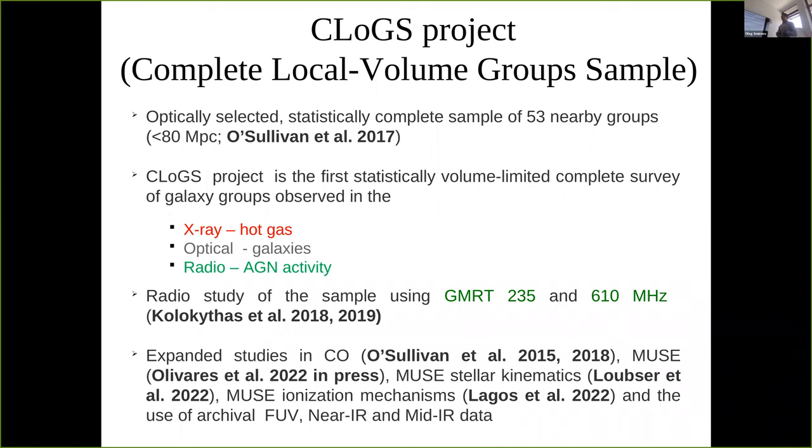The CLoGS project aims to be the first statistically volume-limited complete sample of galaxy groups observed in the X-ray, optical, and radio wavelengths. The radio study of the sample was performed in 2018-19 by myself using the GMRT 235 and 610 megahertz data. So far, we have expanded studies with my colleagues, O'Sullivan et al., into CO, cold molecular gas, and MUSE optical data from Olivares, stellar kinematics by Lobster et al. Earlier this year, MUSE ionization mechanism by Lagos et al., and of course, the use of star formation indicators, which I will talk shortly about.